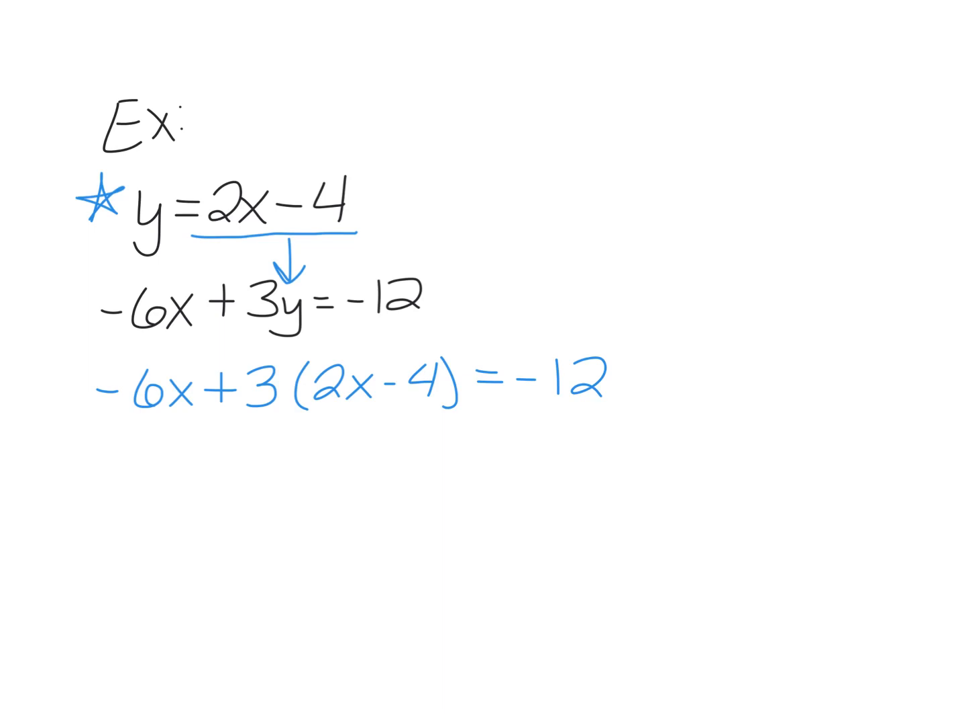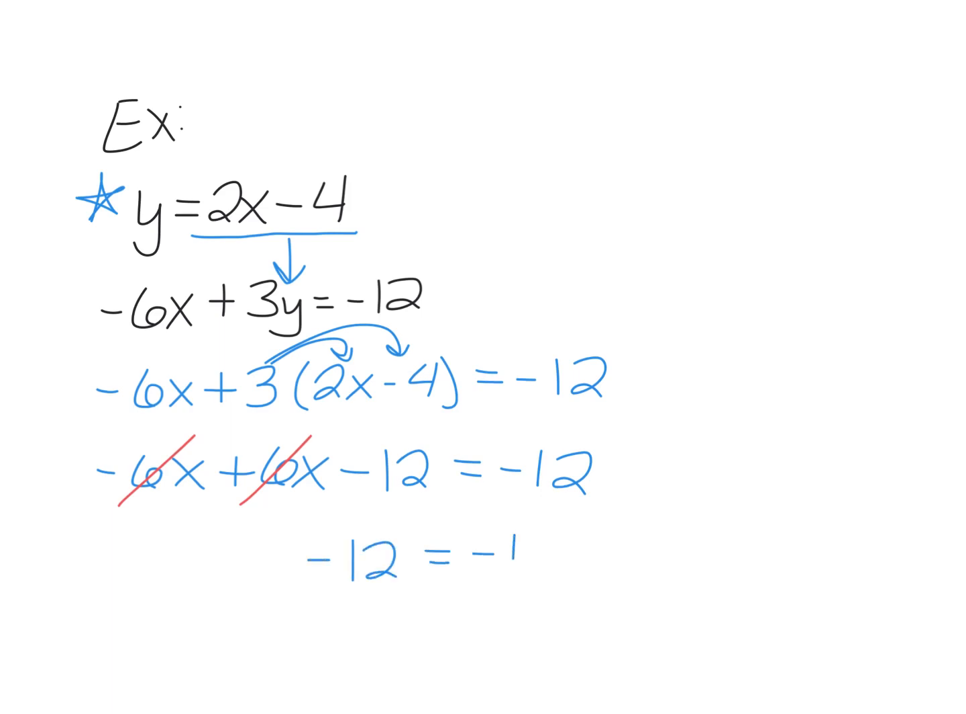Once we get to here, what is our goal? Get x alone, right? We just have to do a lot of math to solve. What's the first step we need to do? Yep, distribute right here. So we have negative 6x plus 6x minus 12 equals negative 12. Combine like terms, what do you notice is going to happen? The x's are gone because we have negative 6x plus 6x. That equals 0. So what we have left is negative 12 equals negative 12.